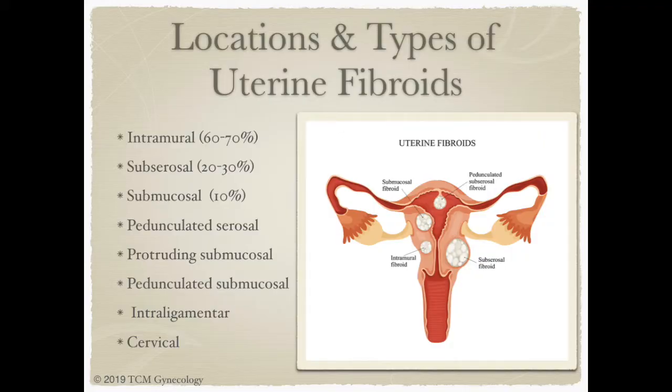There are several locations for uterine fibroids. We see what are known as intramural, subserosal, submucosal, pedunculated serosal, protruding submucosal, pedunculated submucosal, intraligamentar, and cervical.